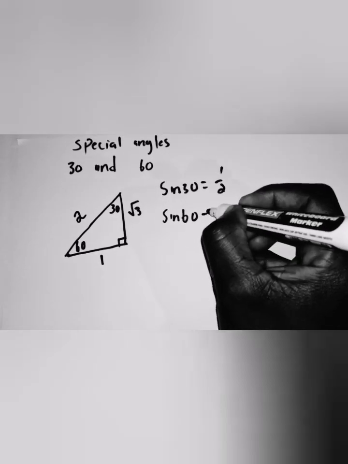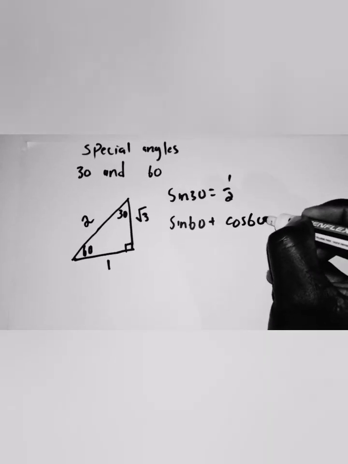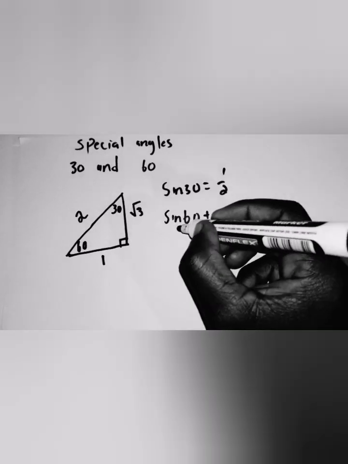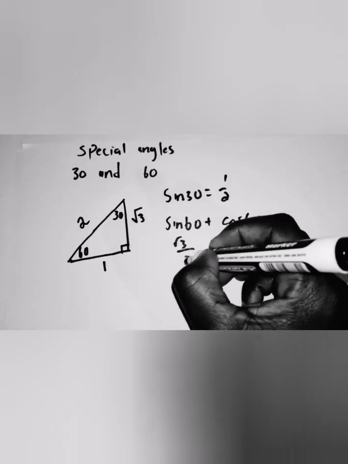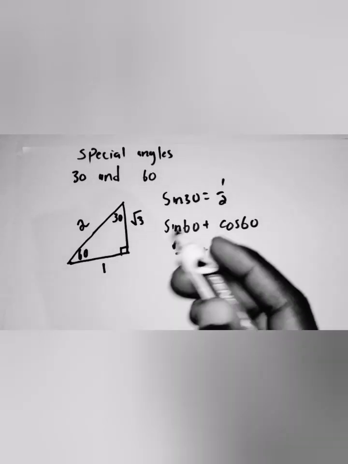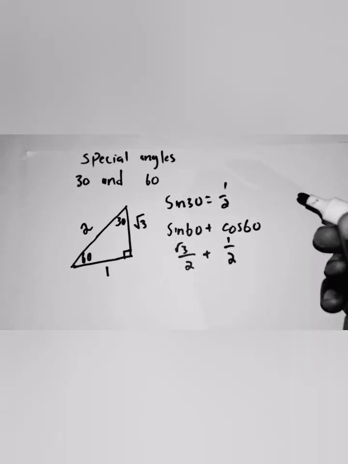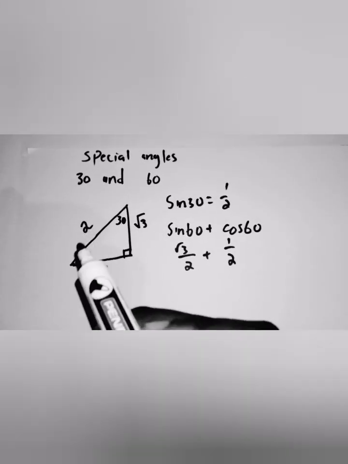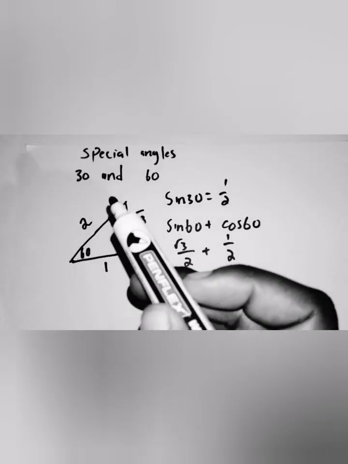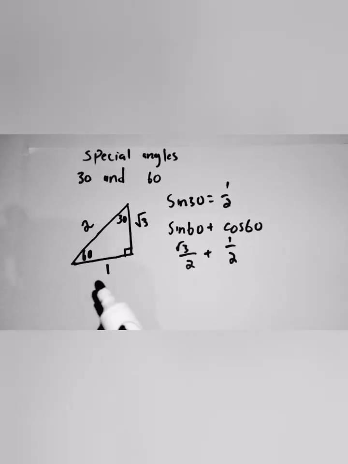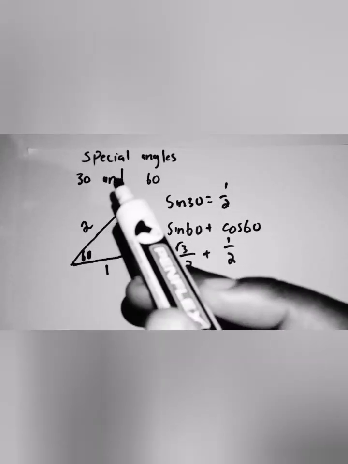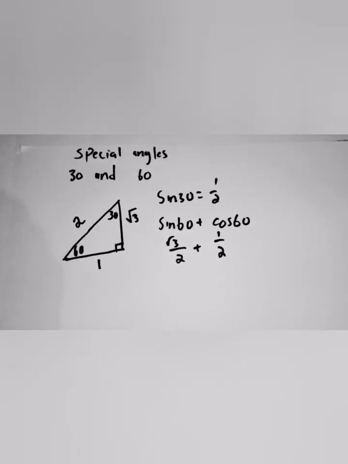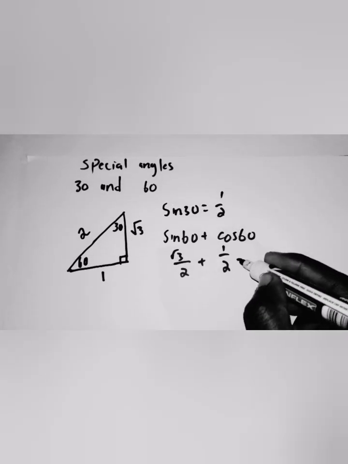So if we have sine 60 plus cos of 60, now you use your special angle. Sine 60 is root 3 over 2. Remember, opposite over hypotenuse, which is root 3 over 2 plus the cos of 60, it is half, or 1 over 2. Now cos of 60 is the adjacent over the hypotenuse. So you do the cross multiplication, then you get your answer.